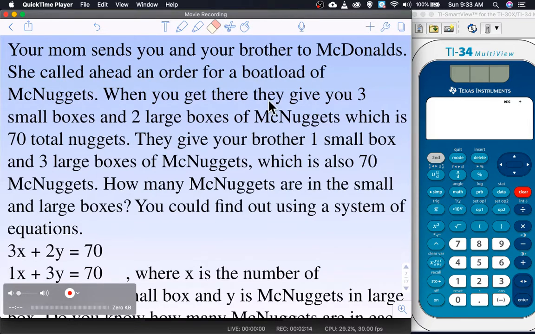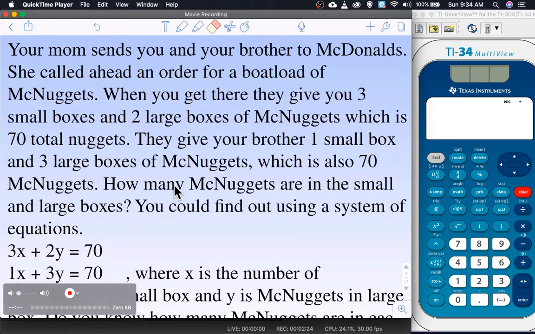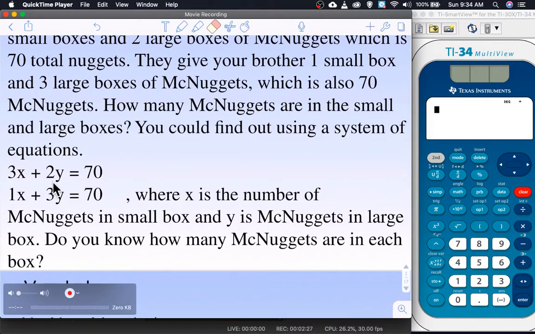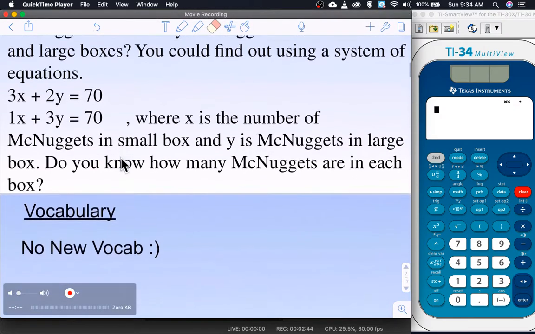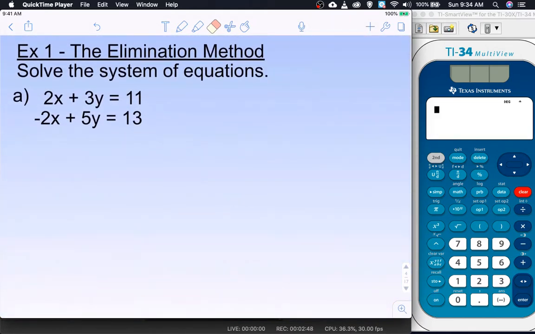This is an excellent example of a system of equations word problem. There's 2 unknowns. We don't know how many nuggies are in the small box, and we don't know how many nuggies are in the big box. But if we set up a system of equations, like so, from these word problems, and if we could solve and find the x and find the y, we would know how many are in each. And that's what we're going to learn how to do in this lesson. There is no new vocabulary, so let's do it.